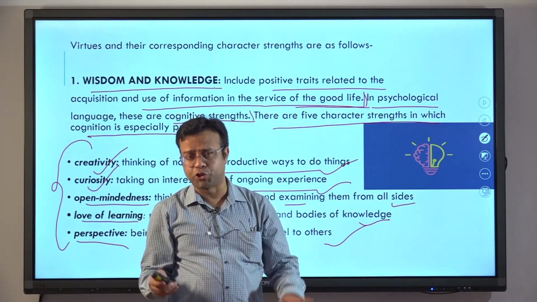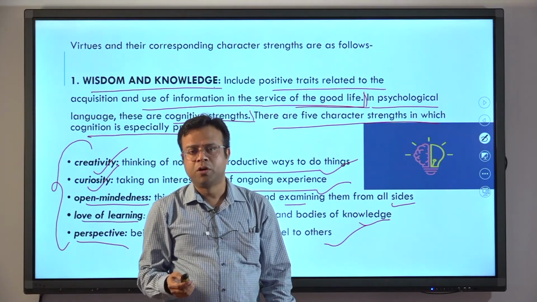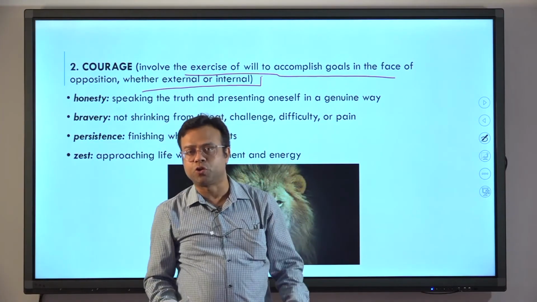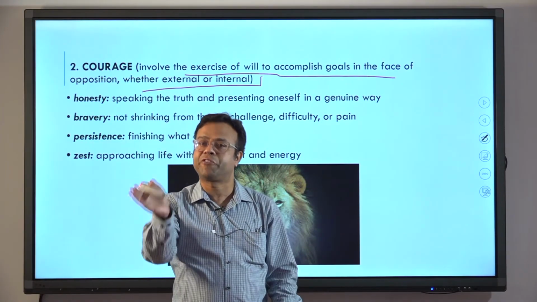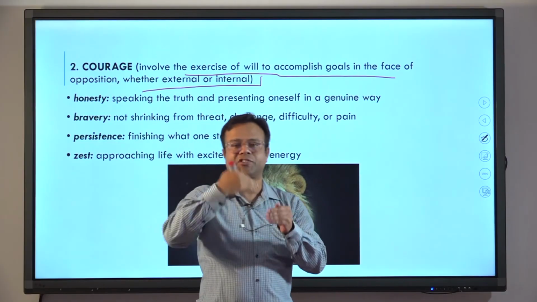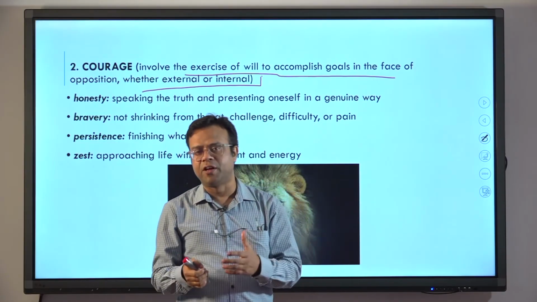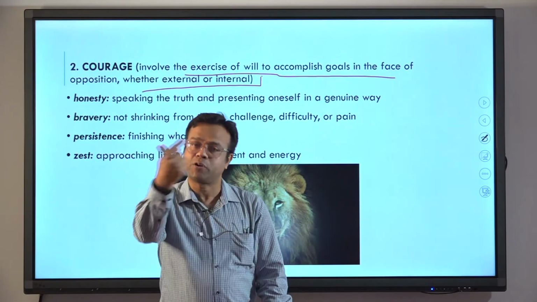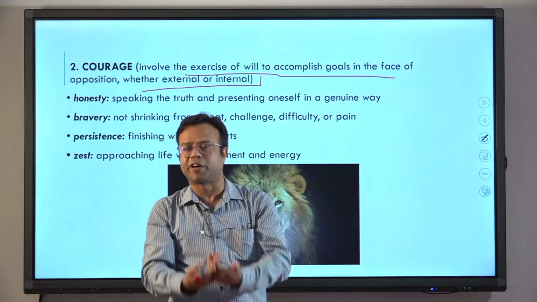So this is one virtue. We have a total of 6 virtues. Second is called courage. Courage is a broader virtue, which involves the exercise of will to accomplish goals in the face of opposition, whether external or internal. So courage is basically your will and ability to accomplish goals in the face of difficulties. Whenever there are struggles, obstacles or difficulties in life, how are you able to face them and achieve your goal despite all these problems? That's the reflection of courage.